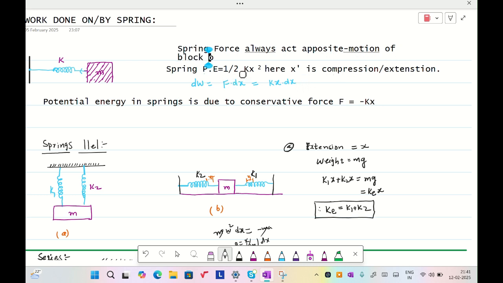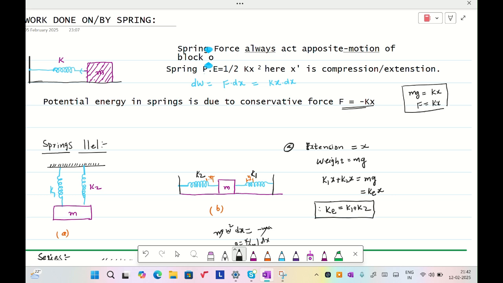And the potential energy stored in the spring is equal to half kx square. Here x is compression or extension, and two cases, compression and extension, are to be studied. For example, if they ask for the maximum extension, then the work done is equal to half kx square. In equilibrium, F equal to kx, mg is equal to kx.